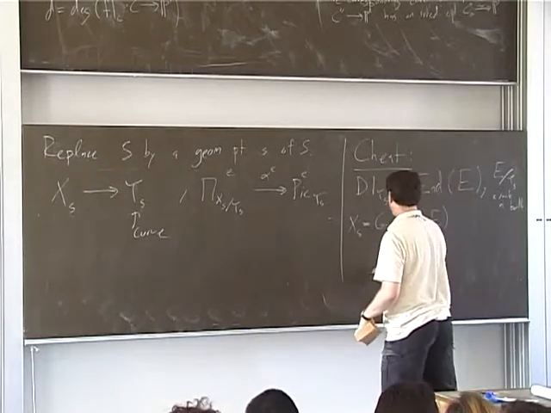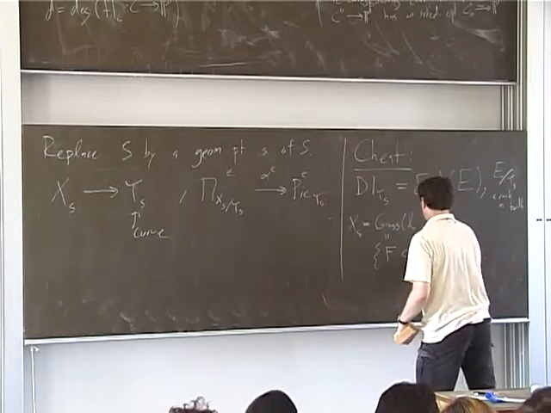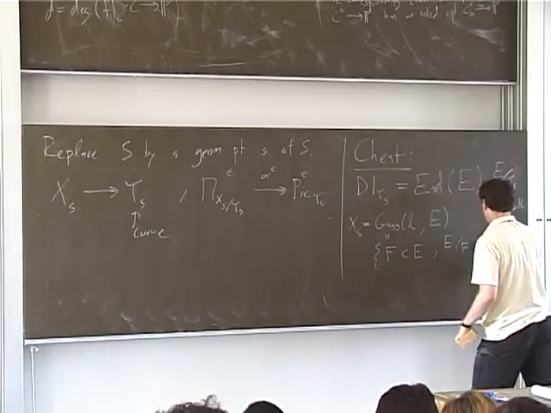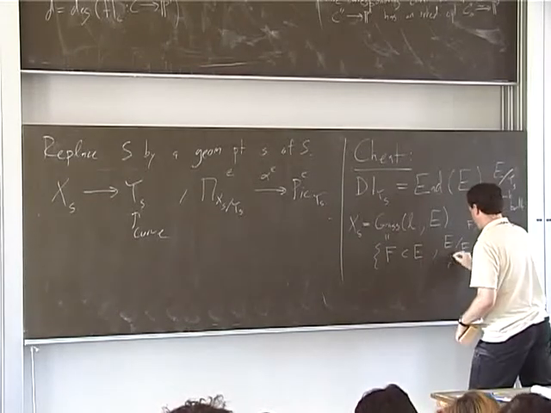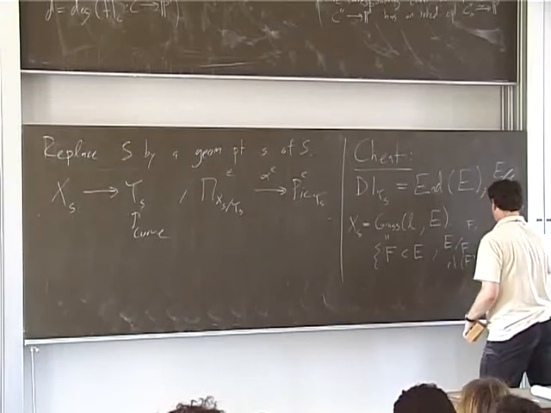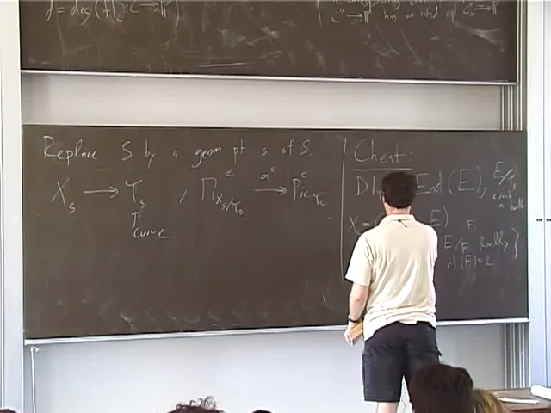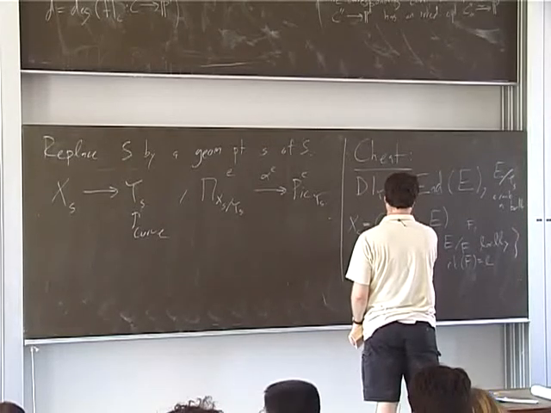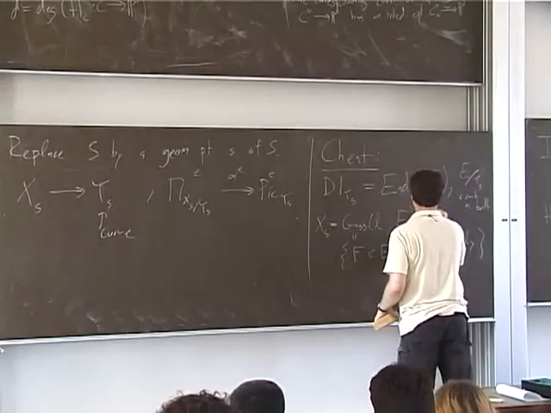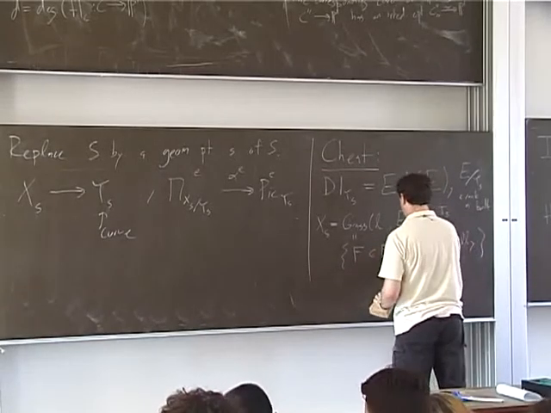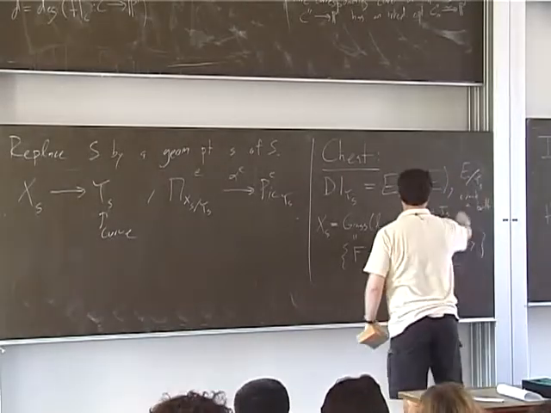This map alpha parametrizes F's inside of E such that E mod F is locally free. F and E mod F locally free, and F has rank l. This map alpha is a Grassmannian fibration over Y_s. So it's F inside of some point E_y. Anyway, it's a Grassmannian fibration over Y_s.